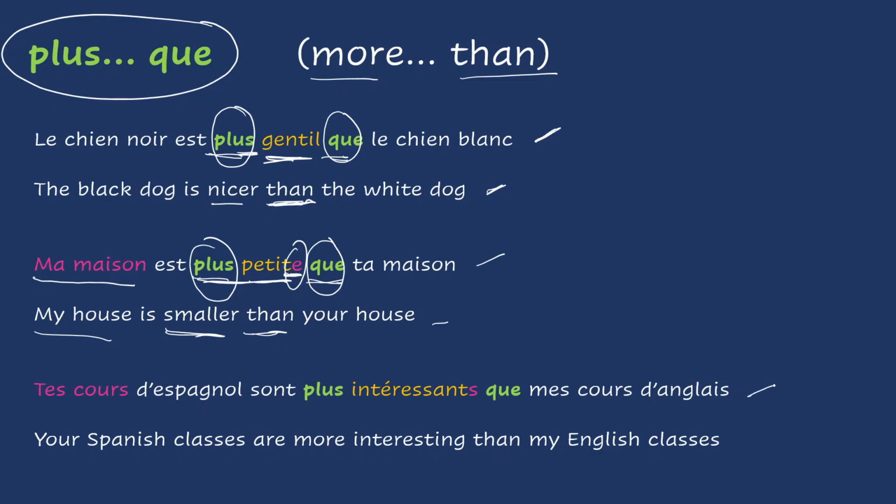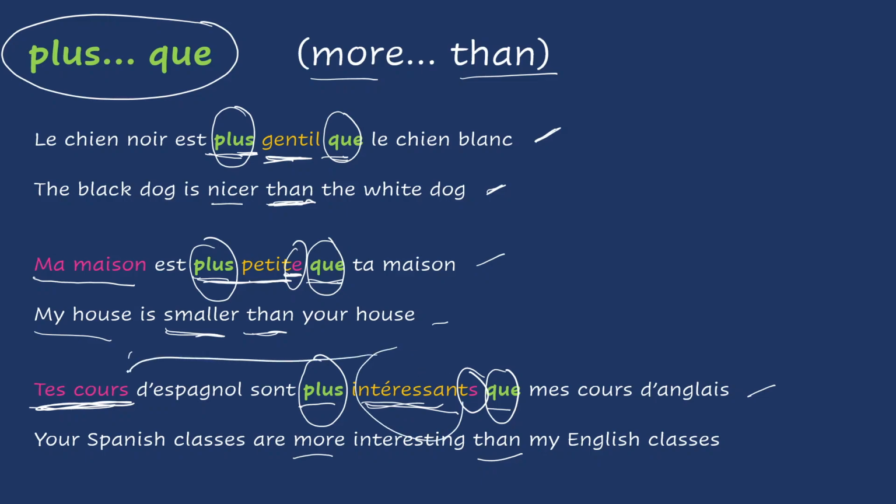Last example here. Tes cours d'espagnol sont plus intéressants que mes cours d'anglais. Your Spanish classes are more interesting than my English classes. So here again, you will use plus because you want to say more, and you will place plus in front of the adjective and que behind the adjective. Notice here the S, the plural form, because you say tes cours. Tes cours, plural, you need to agree this adjective with the first noun here.